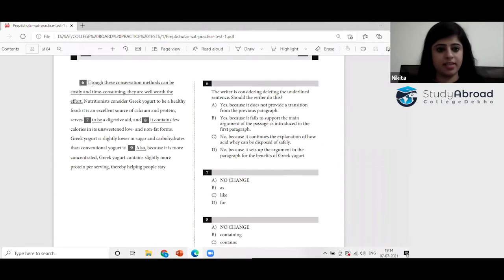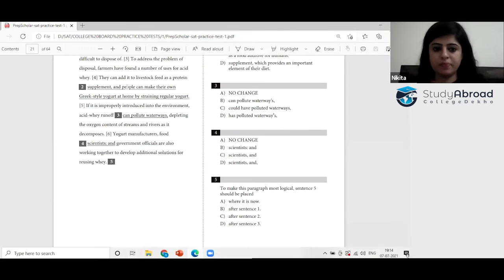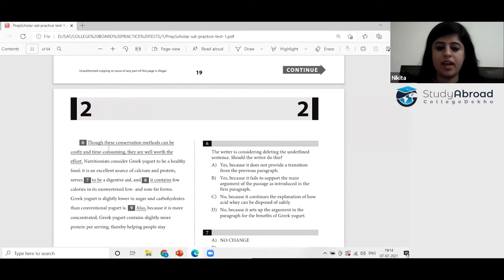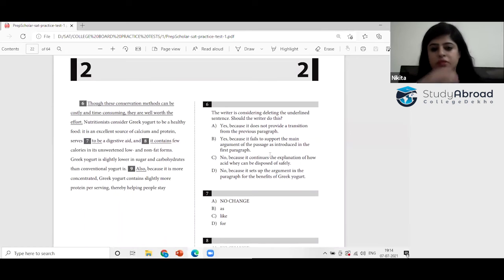I'm reading the sentence again. It says, though these conversion methods can be costly and time consuming, they are well worth the effort. So in the previous paragraph, the whole paragraph was about, okay, this is created and everybody's trying to solve it. And if it is not introduced, then this is going to happen. Now, all these methods are costly and they are time consuming, but they are saying that it is well worth the effort. Let me read the options now.